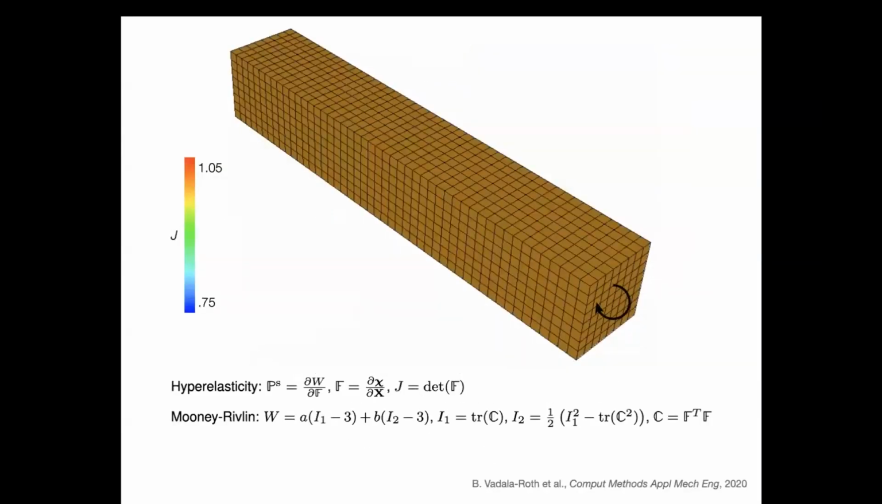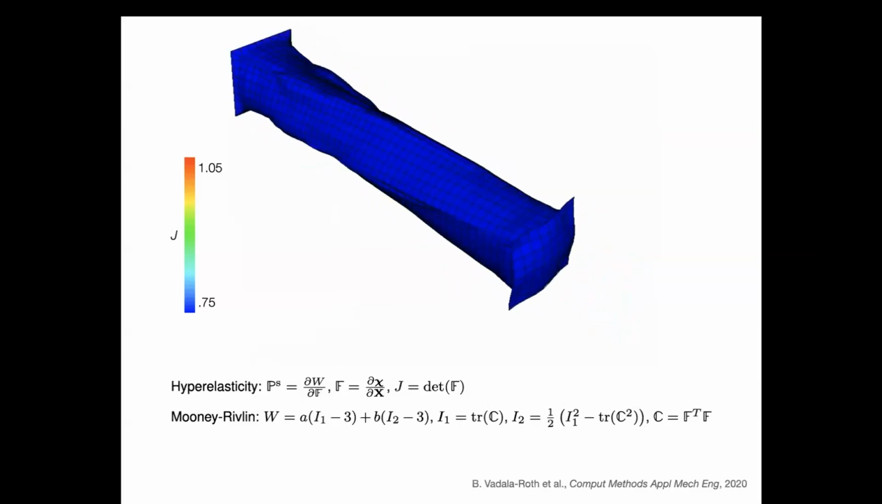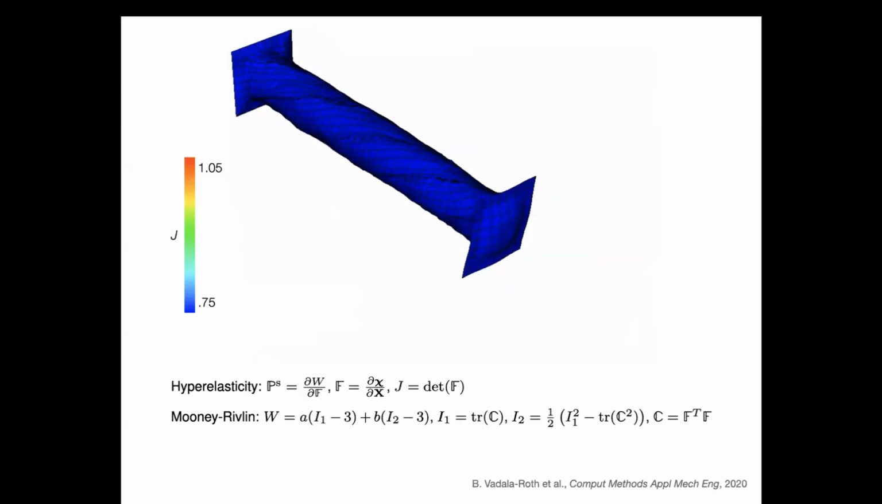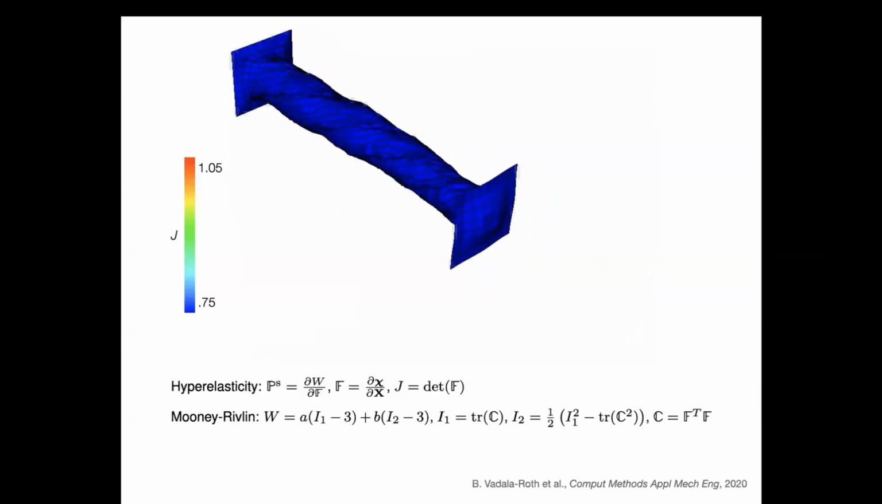Okay, so we're going to take this, a so-called Mooney-Rivlin material. It's defined in terms of the first and second invariants of C. C is the right Cauchy-Green strain tensor, so it's F transpose F. This is a pretty classical hyperelastic material model. And I'm showing you the motion of this rubber band thing as we twist it up.